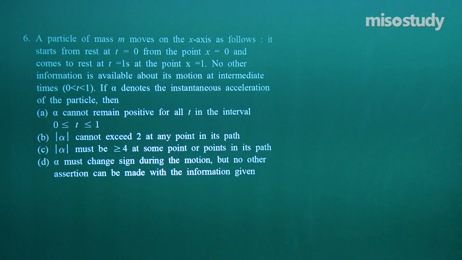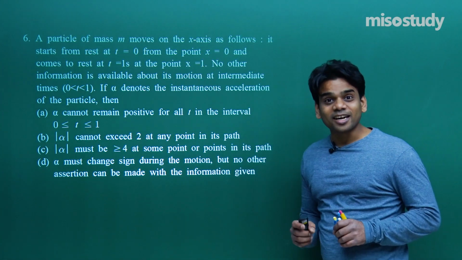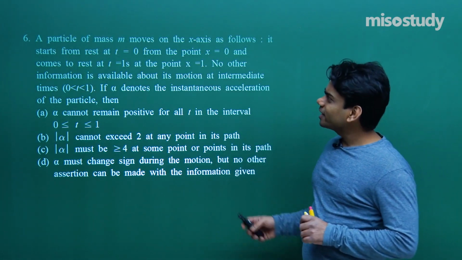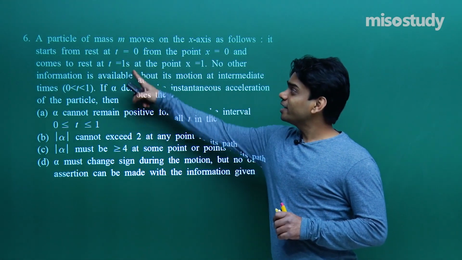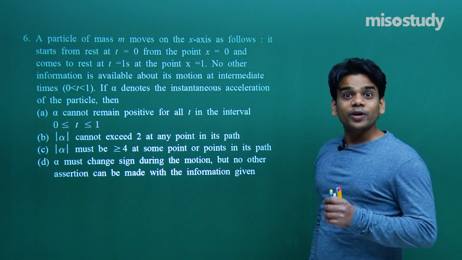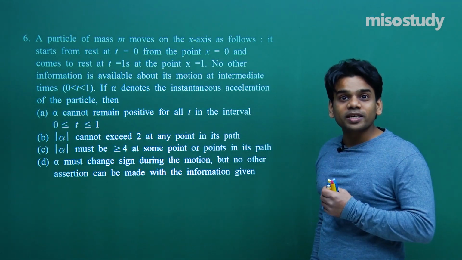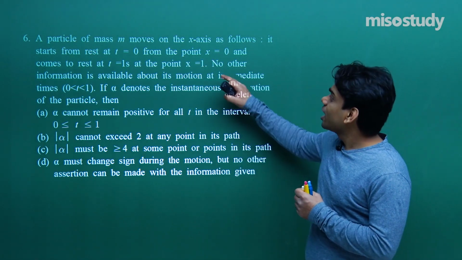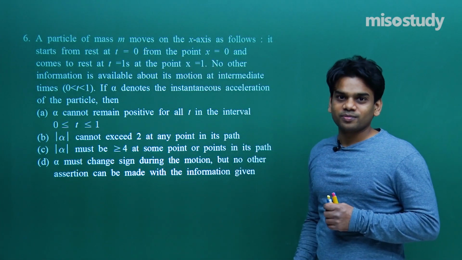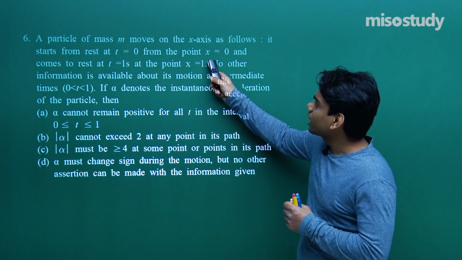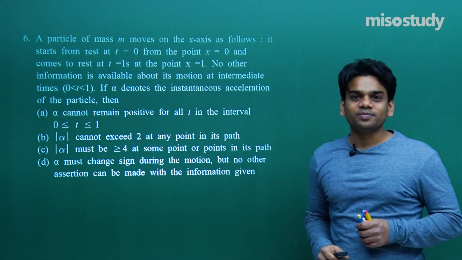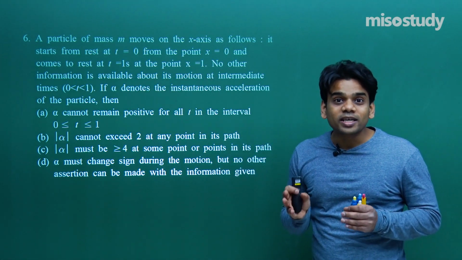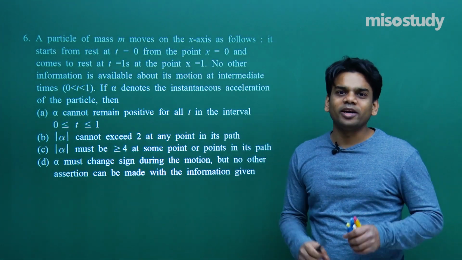I believe you would have taken down the question and read and understood it. Now you see here, it says that the particle is at rest at t equals 0 and at t equals 1 second. From t equals 0 to t equals 1 second, the particle would have traversed x equal to 1. That means at t equals 0 it started from x equal to 0, and at t equals 1 it is at x equal to 1. That means the total displacement of the body will be of magnitude 1.